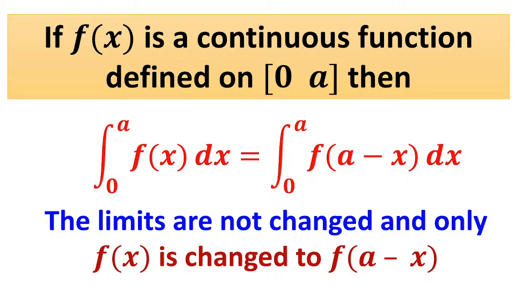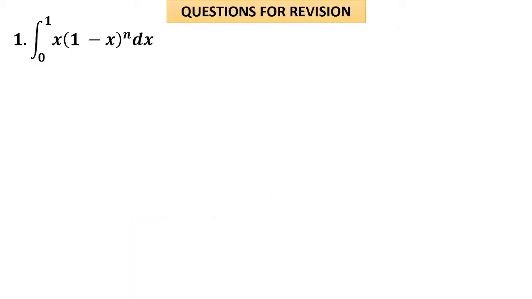Suppose it is 0 to 1, x should be replaced by 1 minus x. If it is 0 to pi by 2, x should be replaced by pi by 2 minus x. If 0 to pi, x should be replaced by pi minus x. Once again, please observe the property: lower limit 0, upper limit any real number. Limits are not changed in the property, only f of x is changed to f of a minus x. Let us move on to some questions now.